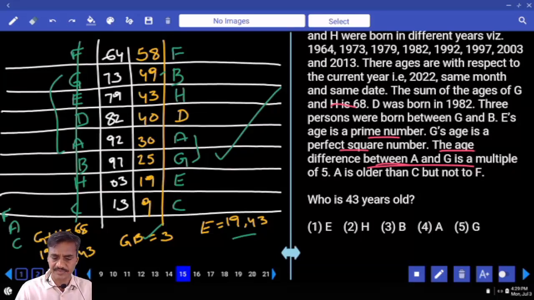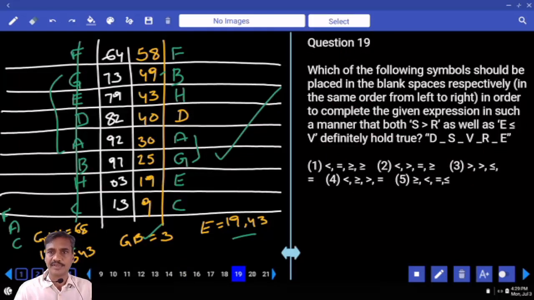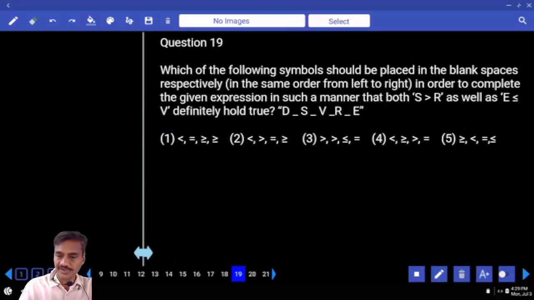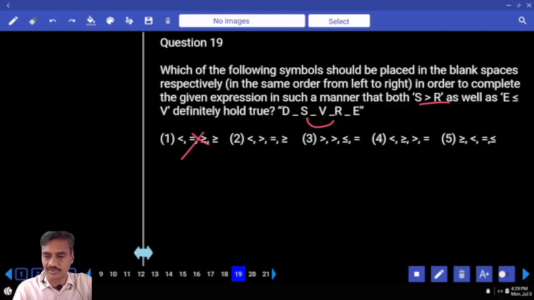Yes, 15 to 18. The 19th one is based on inequality. Now in this inequalities, we need to find out S greater than R. That means from S to R, between the second and the third blank, we need to have greater than. We cannot have greater than or equals to. Now two opposite symbols, now this is valid.